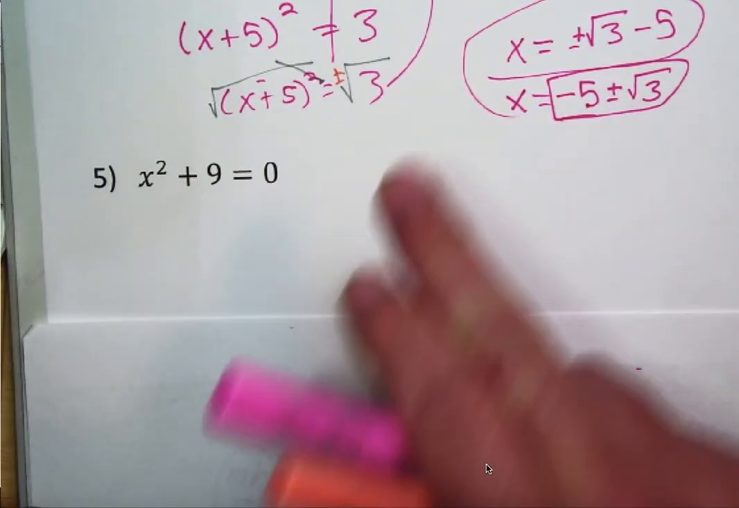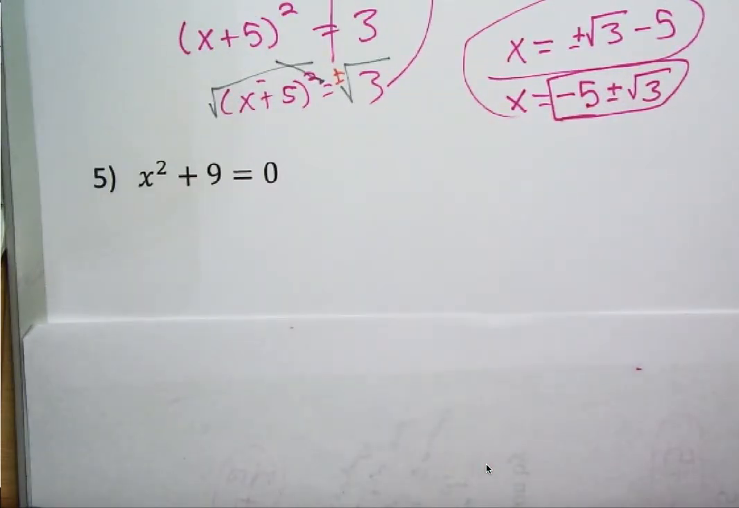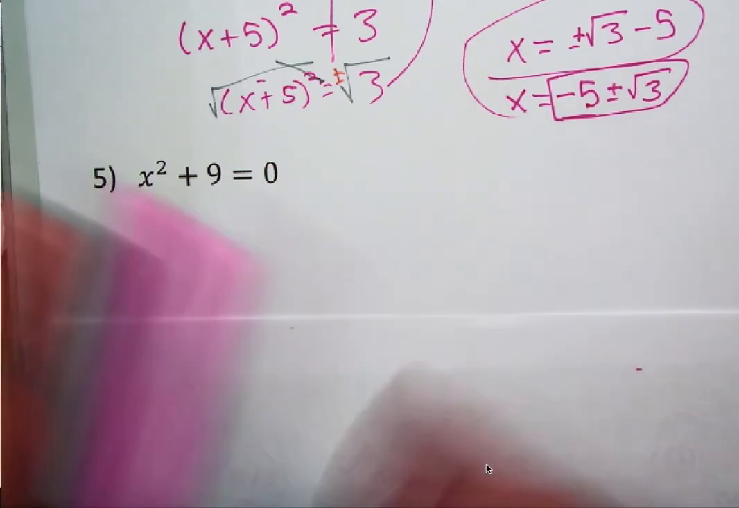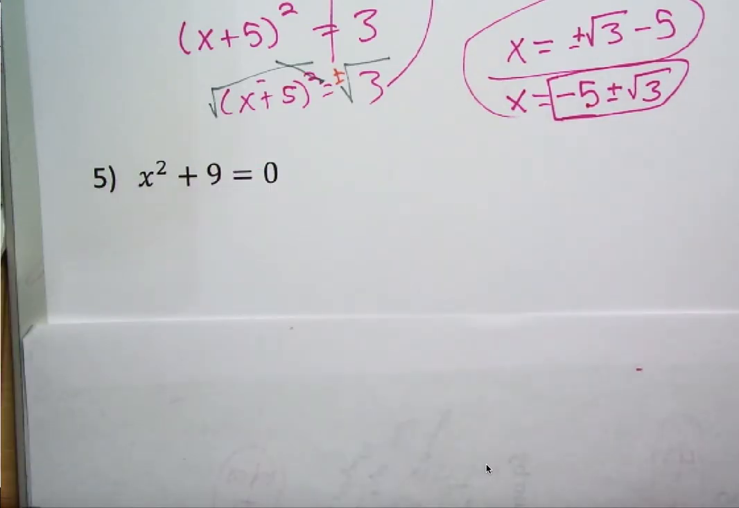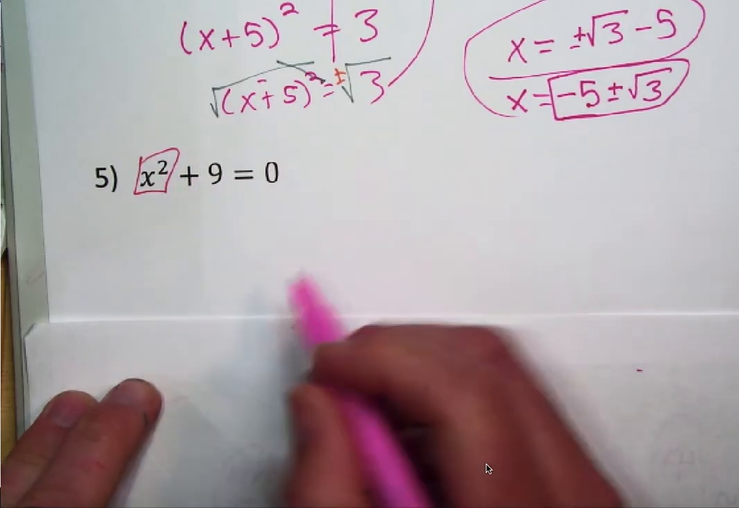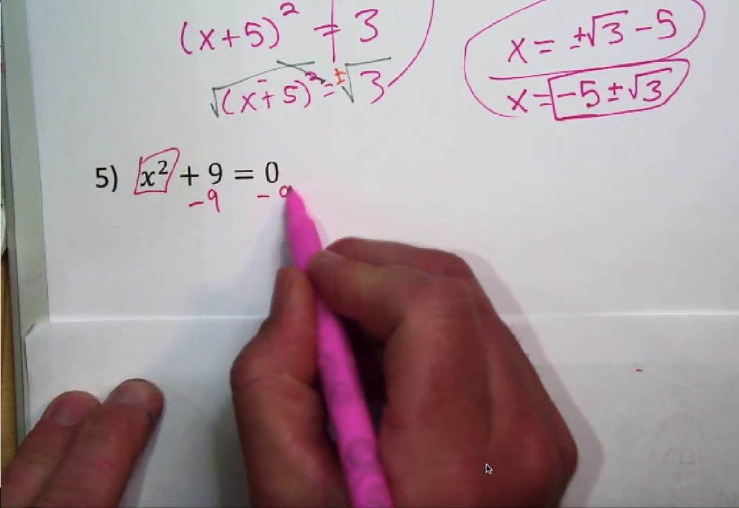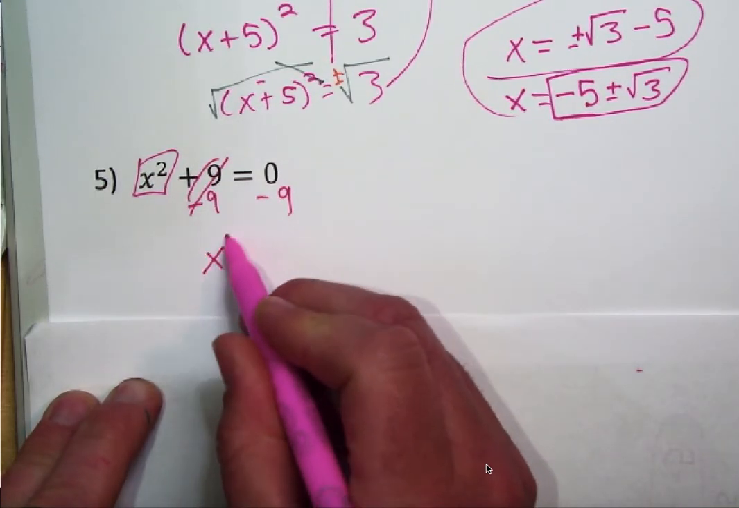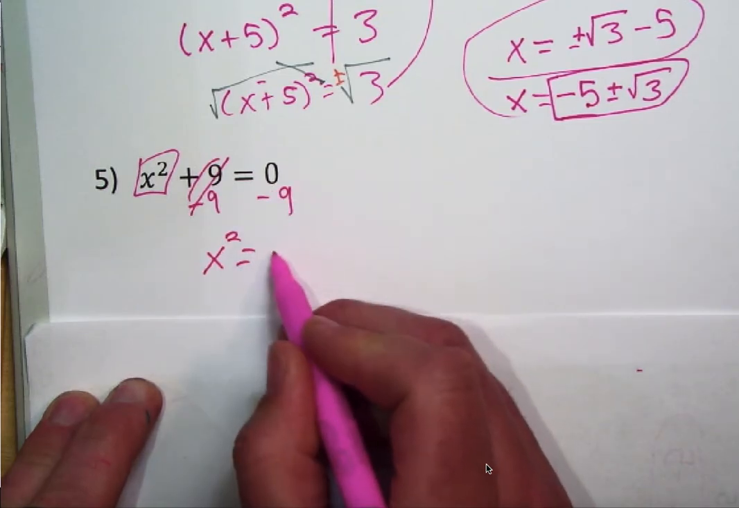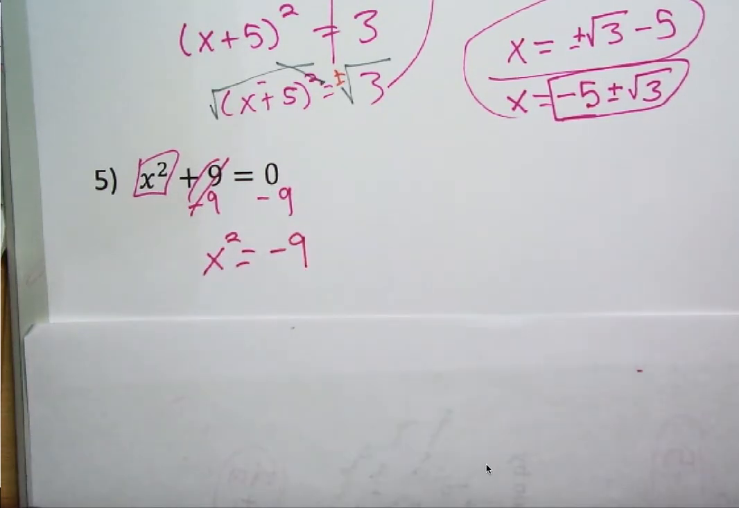All right, last example, ready? We got x squared plus 9 equals 0. Okay. There's no b term here, and we don't actually need it equal to 0, but let's get the x squared by itself, so we'll take 9 away from both sides. X squared equals 0 minus 9, negative 9. Then we can take the square root of both sides.